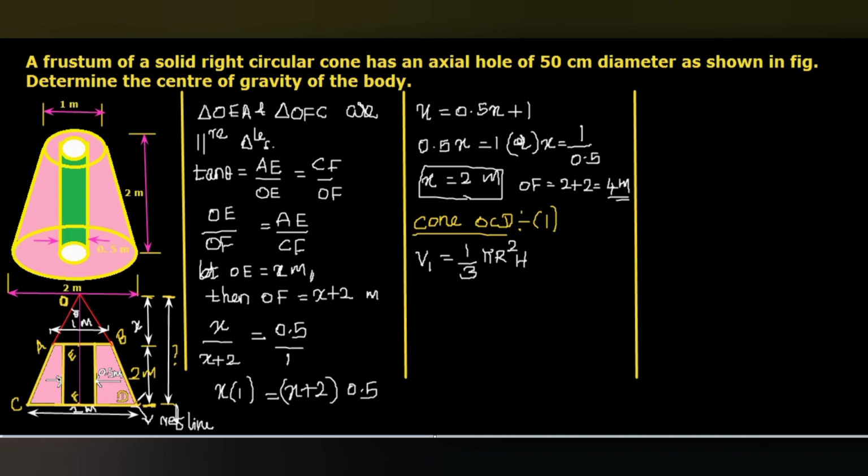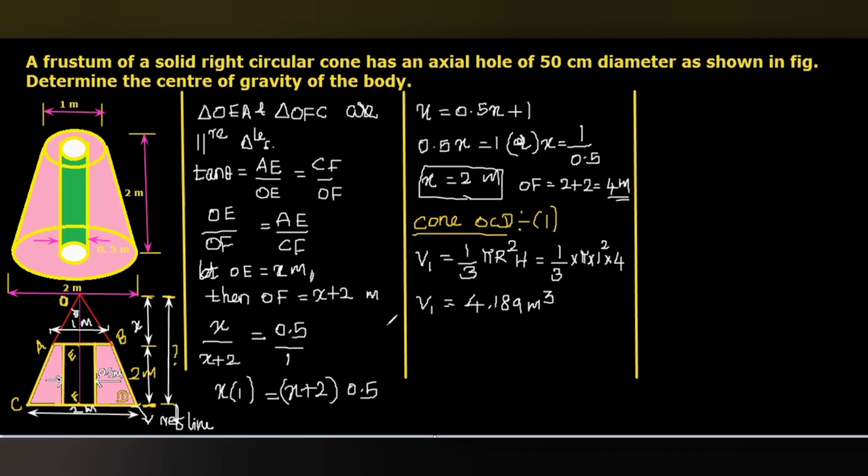Here, actually, CD is the diameter. So CF is 1 meter. Vertical height OF, that we calculated, 4 meters. Substitute the values: 1 by 3 multiplied with pi R square H, vertical height 4 meters. Then by simplifying, we will get V1 equal to 4.189 in terms of meters cube.